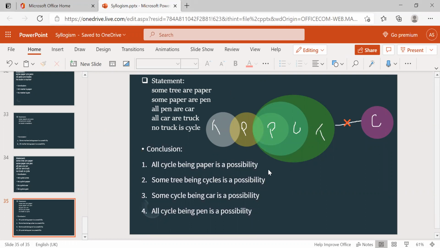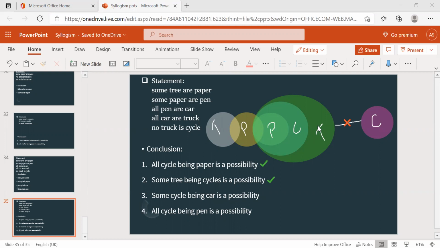All cycle being paper is a possibility. Paper, where is the paper here? Paper is a possibility. Yes, of course, right answer. Some tree being cycle is a possibility. Yes, some trees also cycle. Some cycle being car is a possibility.